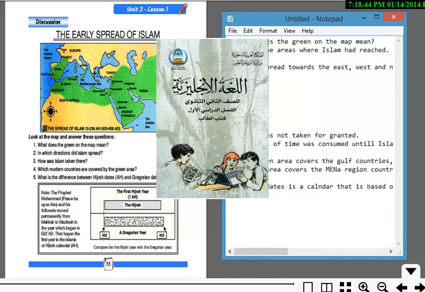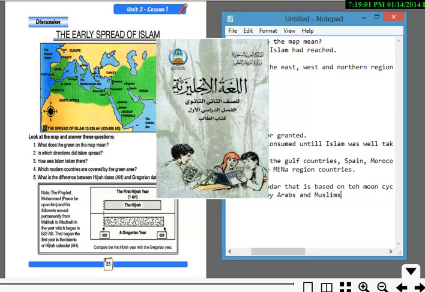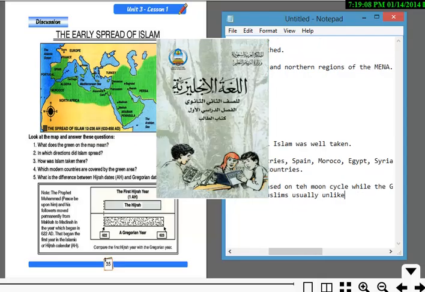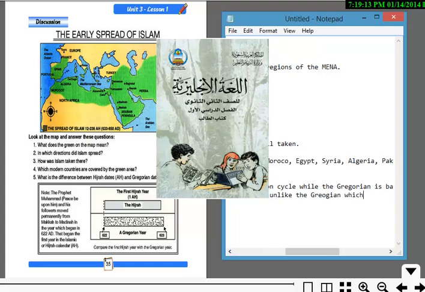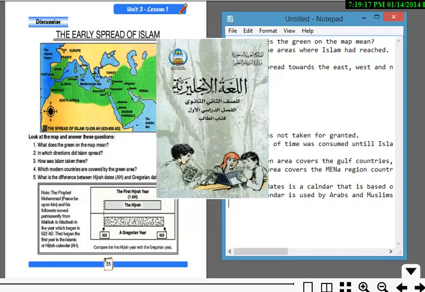You can also say there's another difference. The Hijra calendar is used by Arabs and Muslims usually, or we could say restrictively, unlike the Gregorian, which is used worldwide.